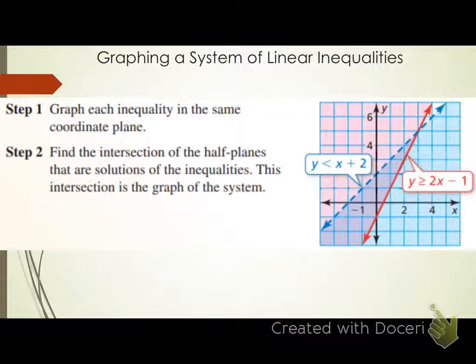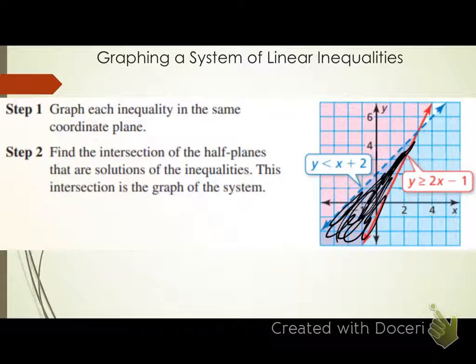So when I have those graphs on top of each other, my solution is the area where the shaded regions are on top of each other. So that's this little triangular-ish piece right here. That shaded region is my solution because that's where the shaded areas overlap.